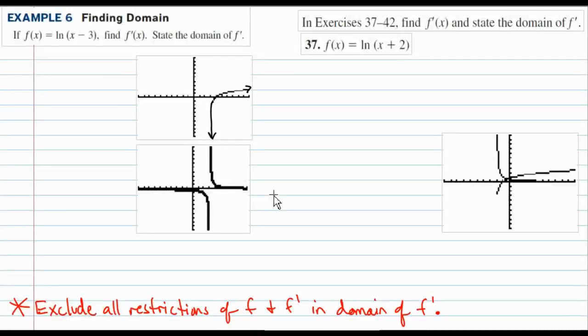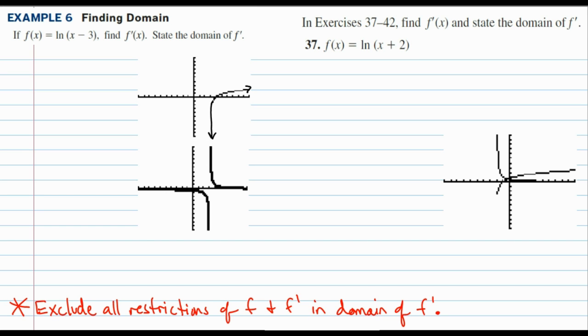This is the screencast for section 3.9, example 6. We're going to find the domain of a derivative. Basically, in the domain of a derivative, you're going to exclude all the restrictions of the original function f and any new restrictions you find in f prime. And that will get you the domain of f prime.